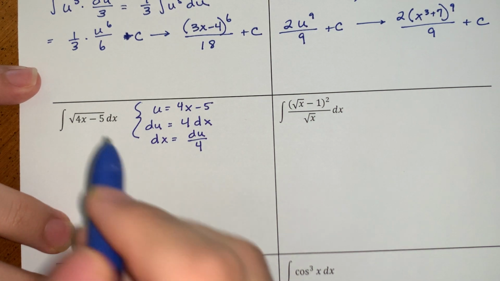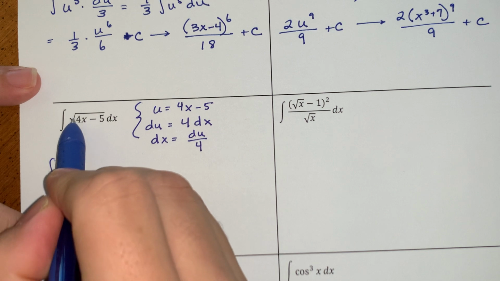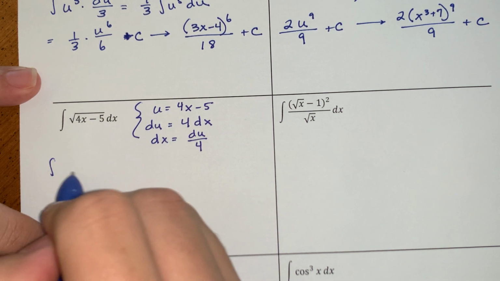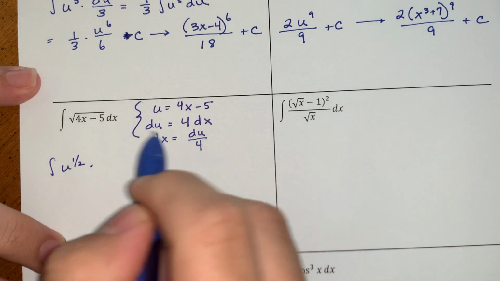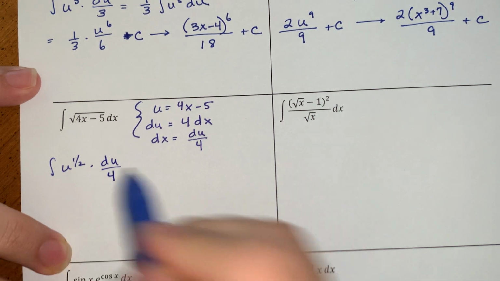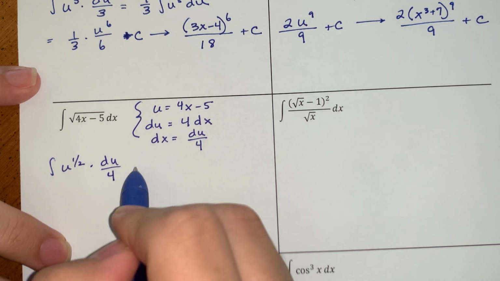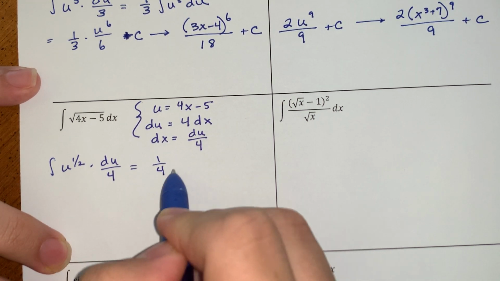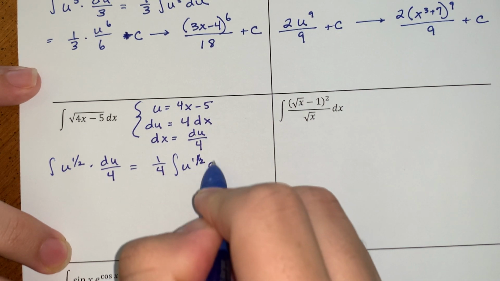And so when I do all my substitutions, I'm going to be left with the integral of, let's see, it's going to be the square root of u, but I'll just write that as u to the 1/2. And then dx is du over 4. All right. So we're good there. Again, I always take my constants out. It's just a habit I've always built. 1/4 times the integral of u to the 1/2 du.